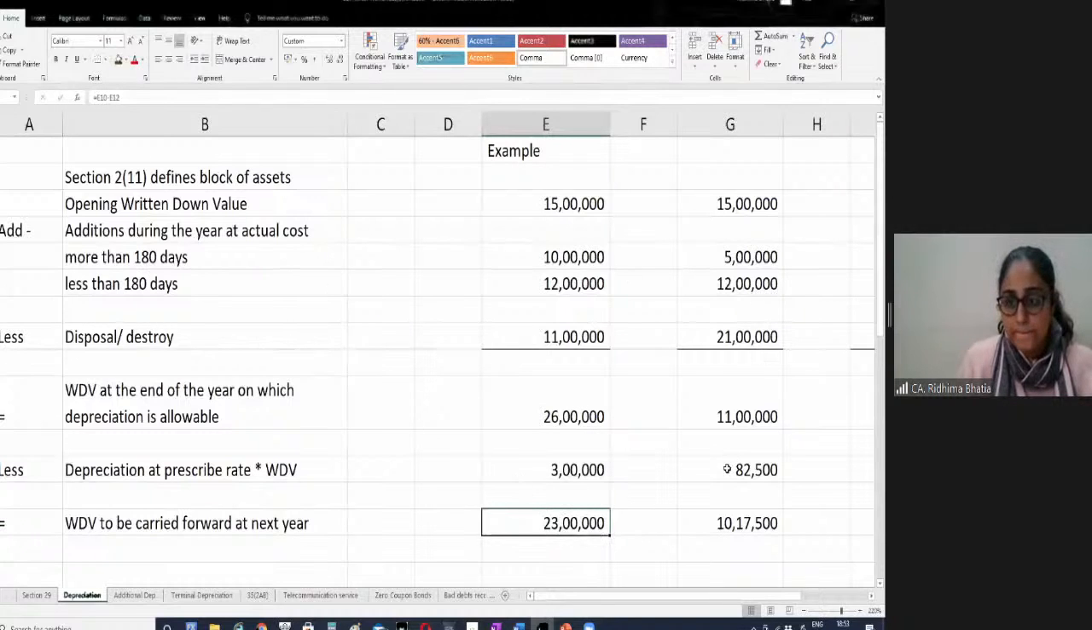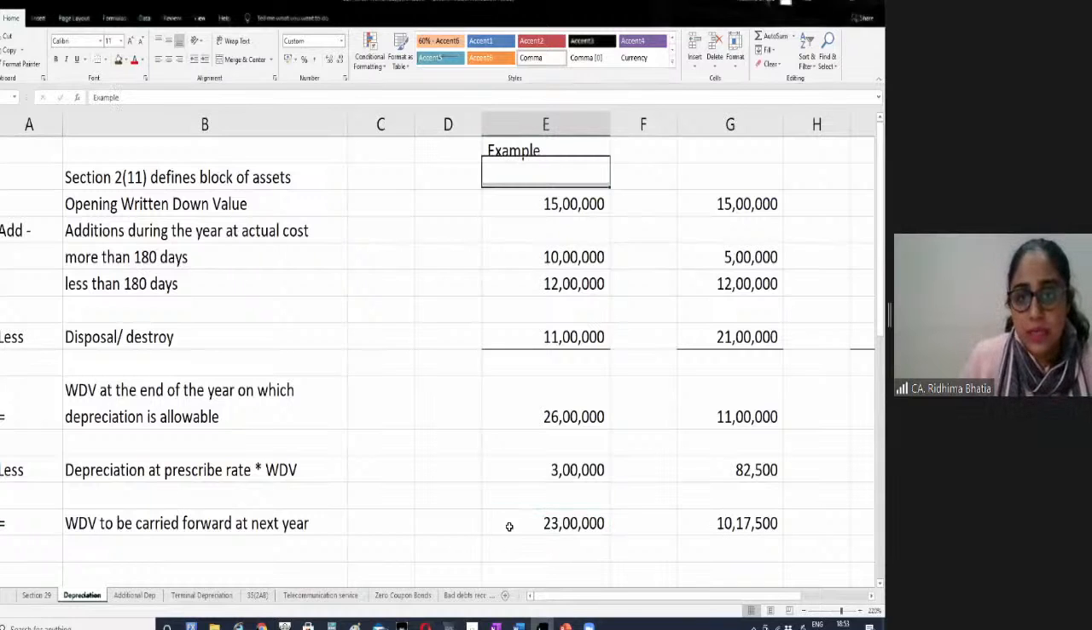Any doubts? Any doubts till now? Hope it is clear how the depreciation is calculated.